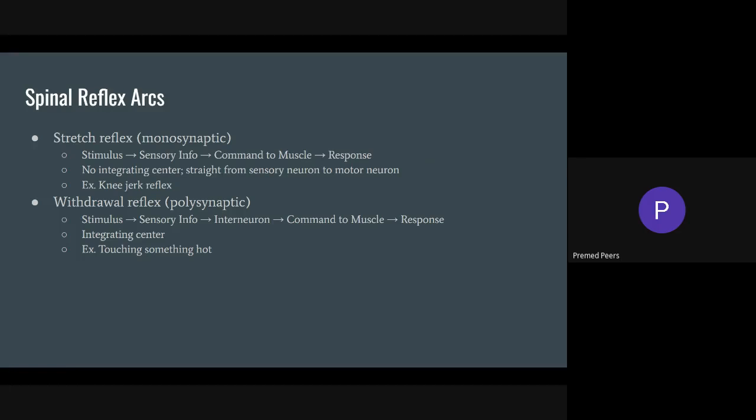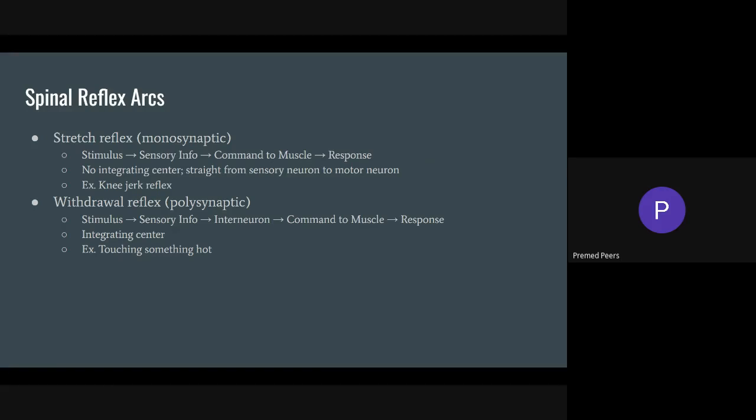Then you have your polysynaptic reflex arc, which is also sometimes called a withdrawal reflex, or that's an example of one. The only difference here is that you will have multiple neurons involved. So you have your sensory neuron, then you have one or more interneurons, then you have your motor neuron, and then you have a response. And so those interneurons are considered your integrating center.